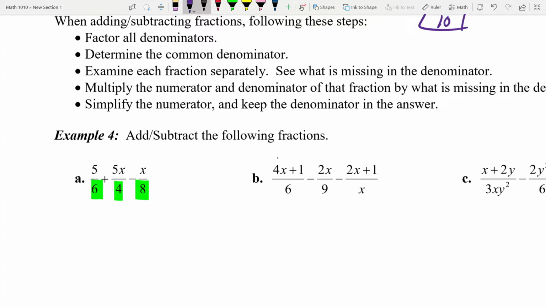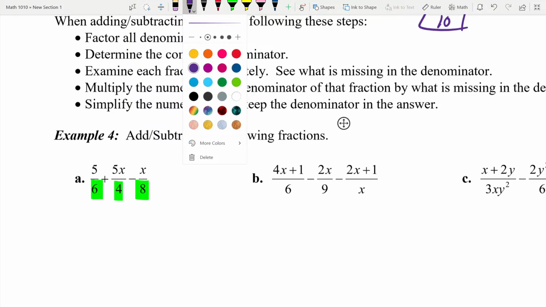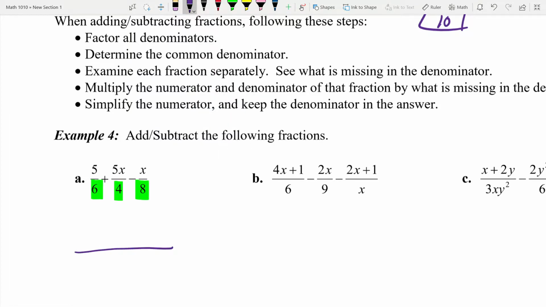Common denominator. Here's what you do. Everybody watch closely. Look at the biggest guy, 8. Everybody in the room tell me, do 6 and 4 both go into 8? No. The next multiple of 8 is 16. Do 6 and 4 go into 16? No. The next multiple of 8 is 24. Do the little guys, 6 and 4, both go into 24? Yes. So my least common denominator is going to be 24.